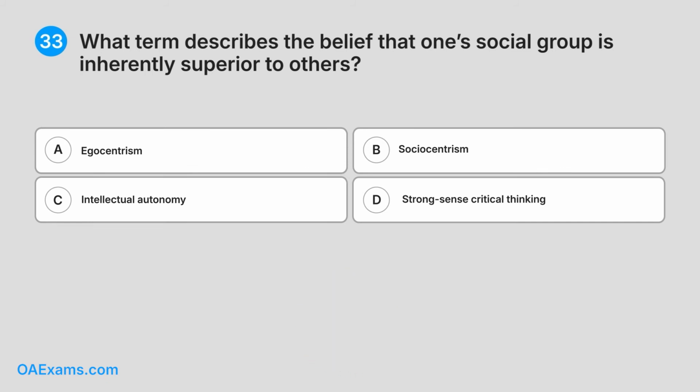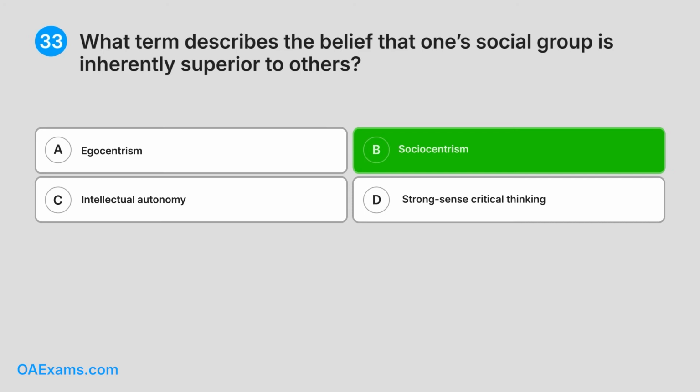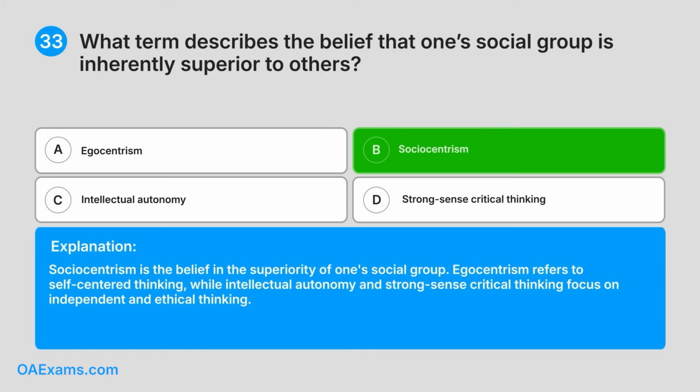Correct answer. B. Sociocentrism. Explanation. Sociocentrism is the belief in the superiority of one's social group. Egocentrism refers to self-centered thinking, while intellectual autonomy and strong sense critical thinking focus on independent and ethical thinking.